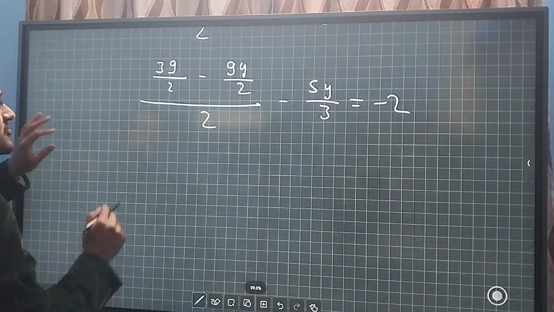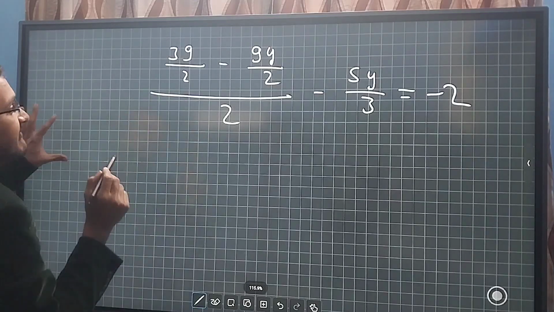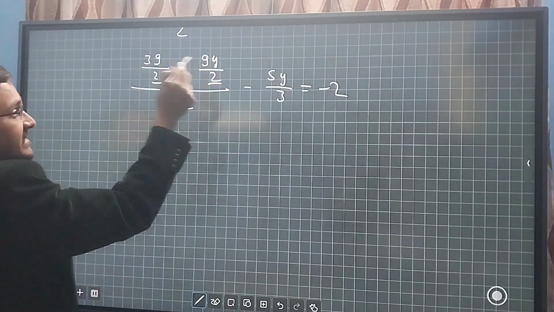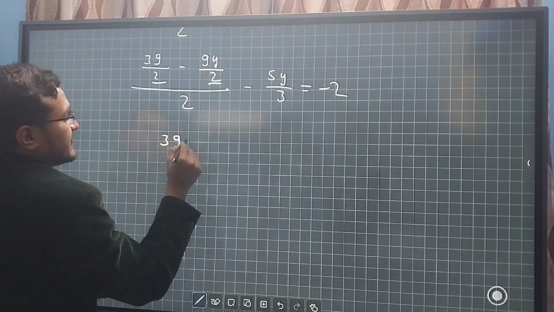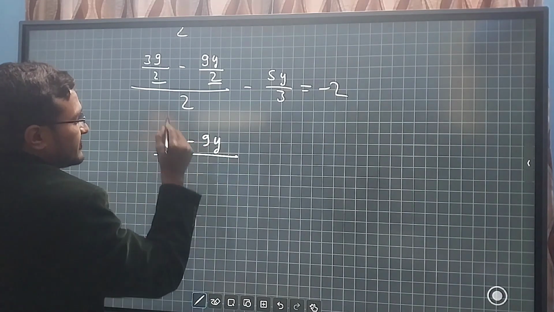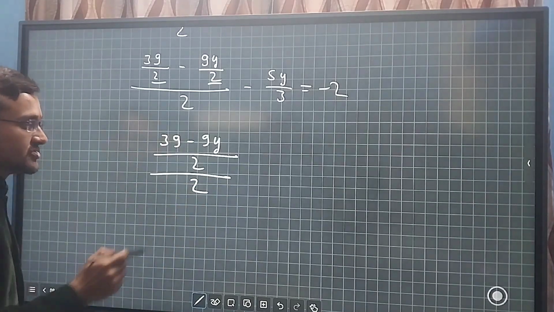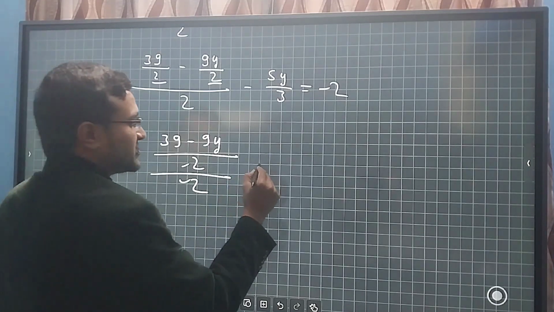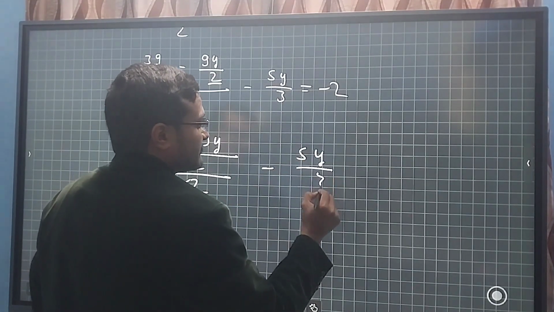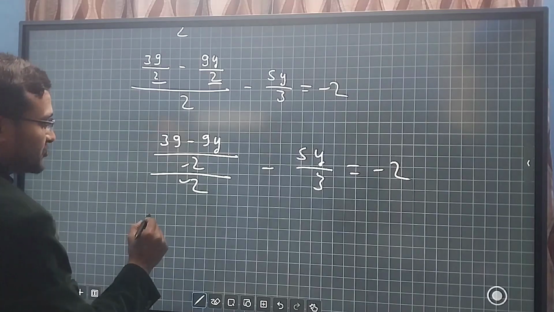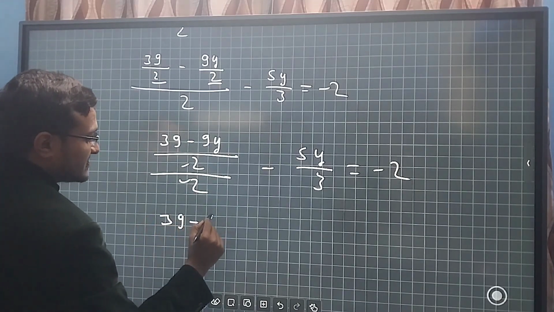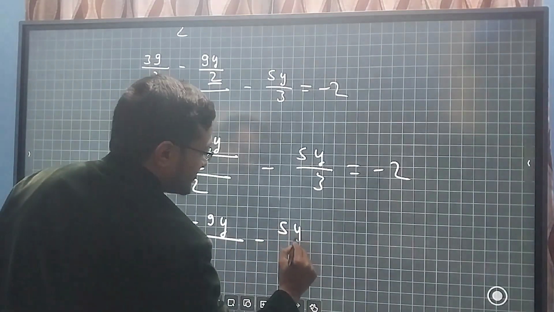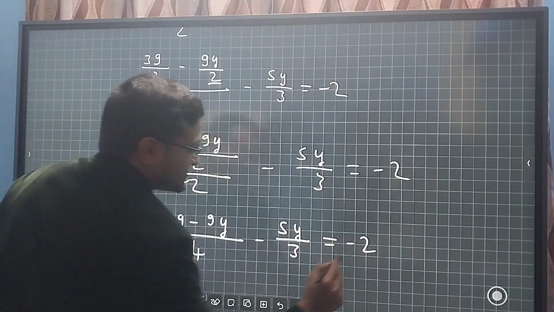So now here you can see both of these terms have 2 in the denominator. Here also 2 is there, here also 2 is there. So directly you can subtract the numerator. So 39 minus 9y divided by 2 whole divided by 2. So that means this 2 is also in the denominator, this 2 is also in the denominator, so it will become 2 into 2. So that we will write in the next step. So minus 5y by 3 is equal to minus 2 is there. So here 39 minus 9y divided by 2 2s are 4, minus 5y by 3 is equal to minus 2.